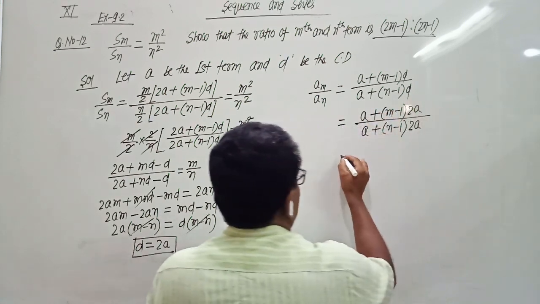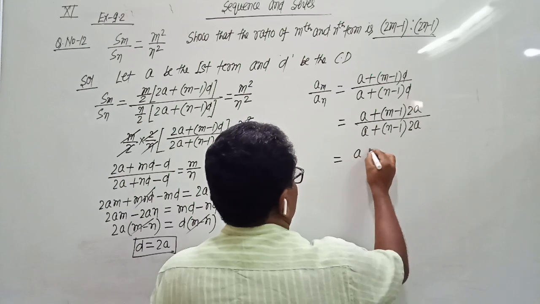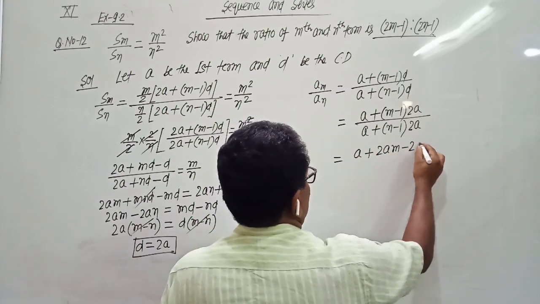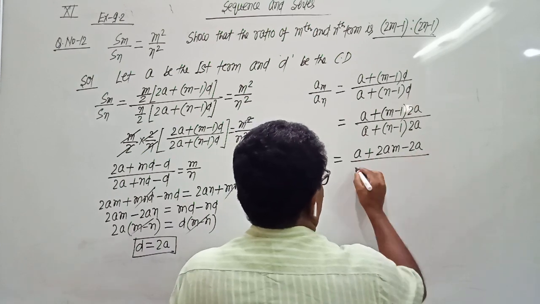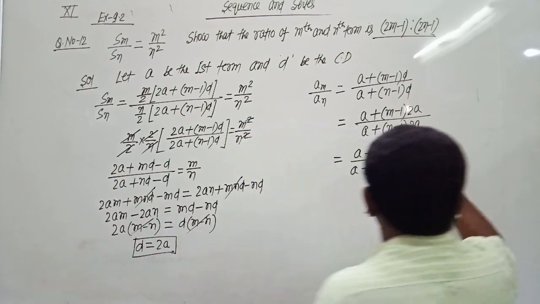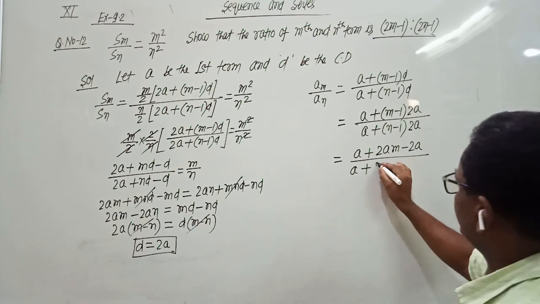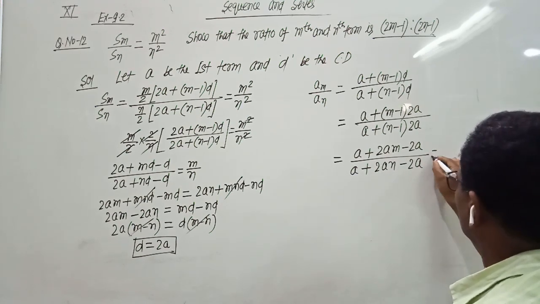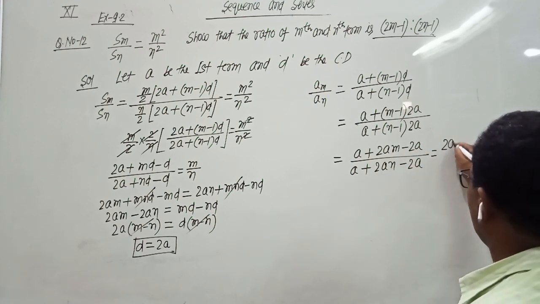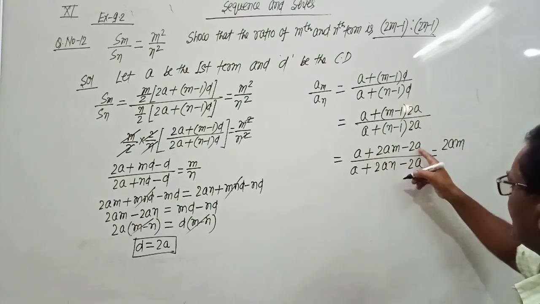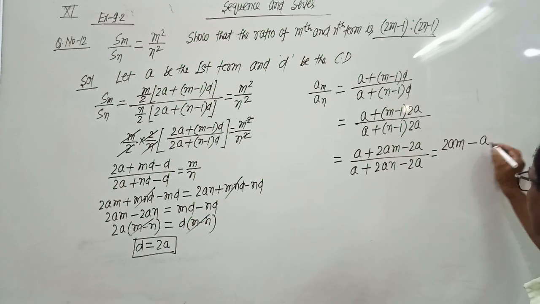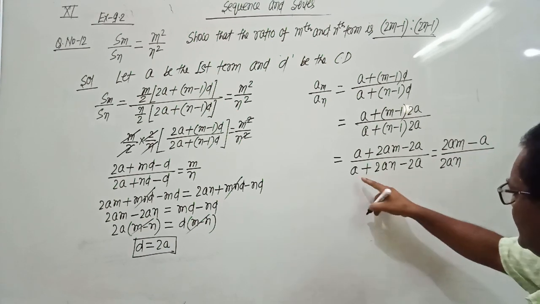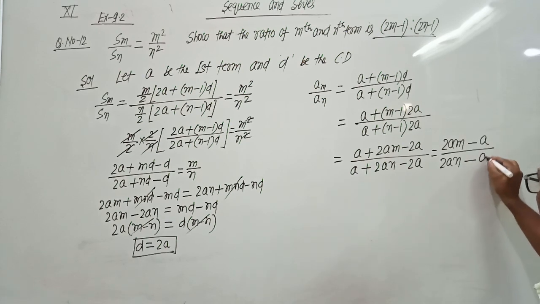Then we solve this bracket. a plus 2am minus 2a upon a plus 2an minus 2a. So a minus 2a, we get minus a, upon 2an and a minus 2a, again we get minus a.